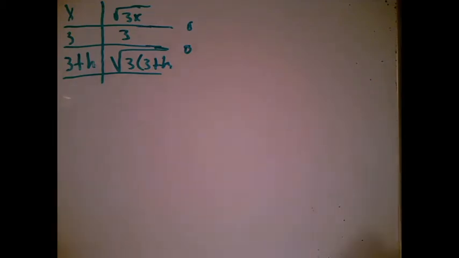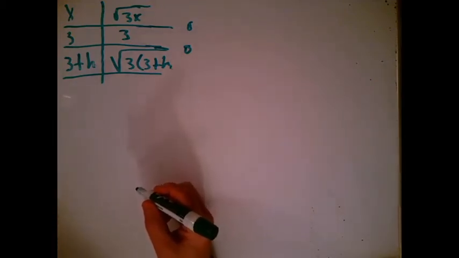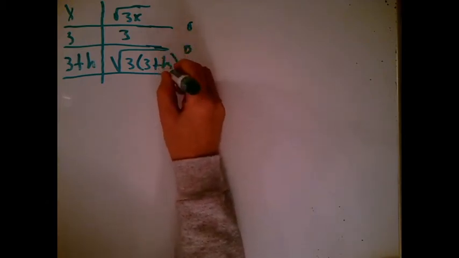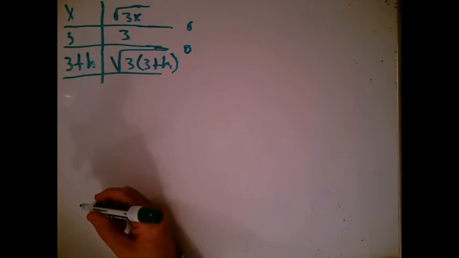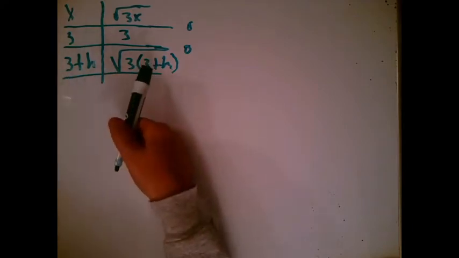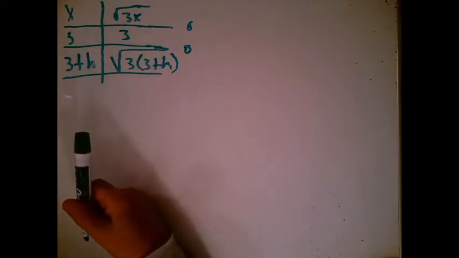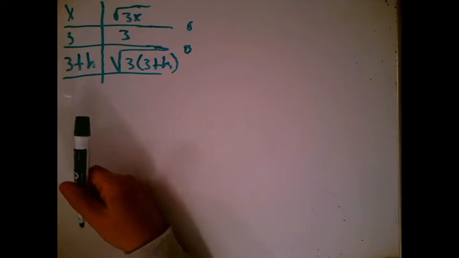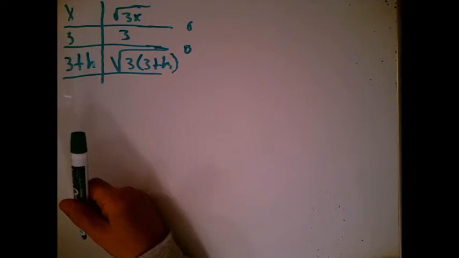Okay, this is where the last video left us off. We have a point 3, 3 on our graph. We have a point that's very close by, 3 plus h, and the square root of 3 times 3 plus h. What we were doing was finding the slope of the line between the 2 points. But now in order to find the slope at the point, we need to take a limit.